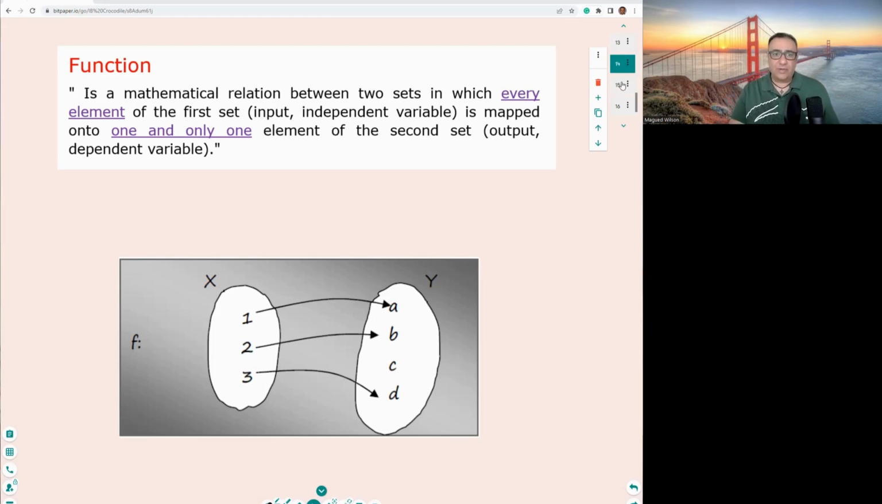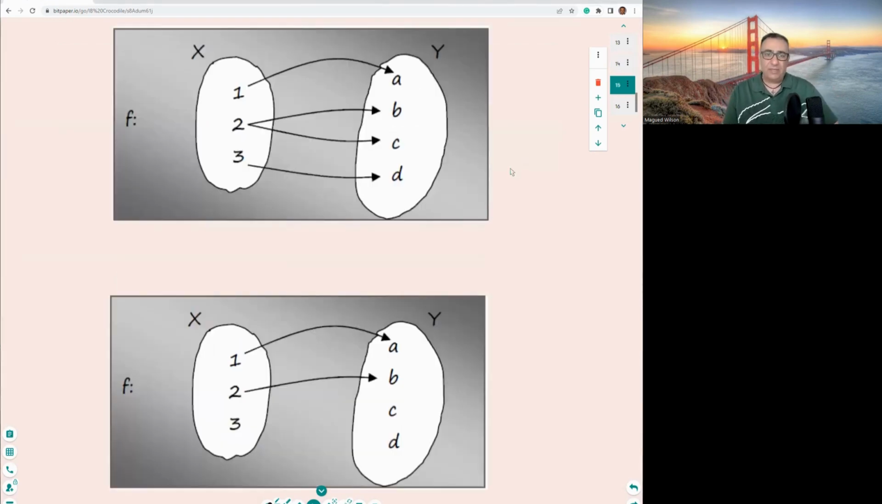Now, let's look at a couple of examples and you can tell me whether they are functions or just relations. So relations is just a general category, right? While a function has to have the two conditions. Okay, so let's have a look at this.